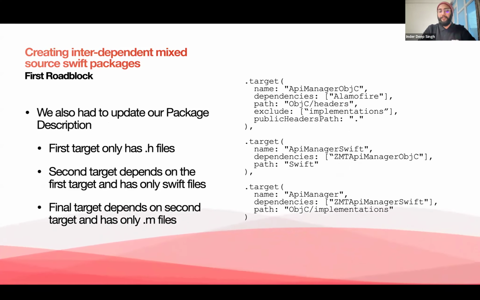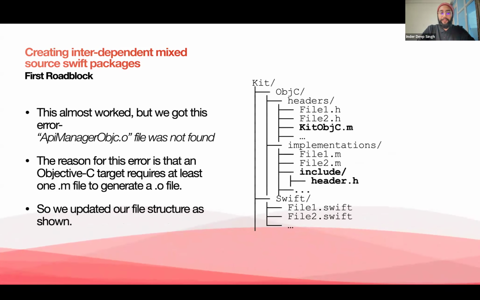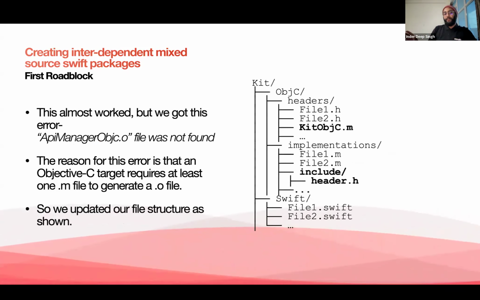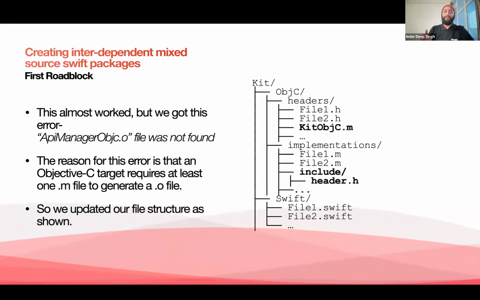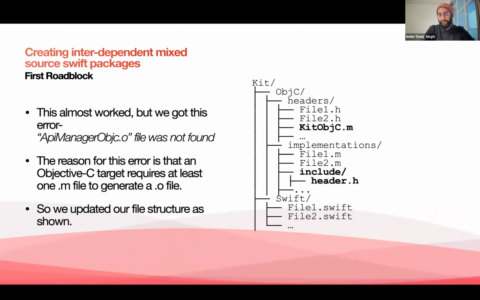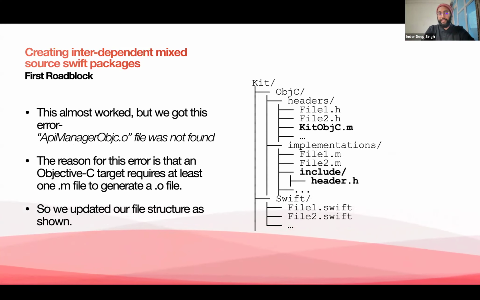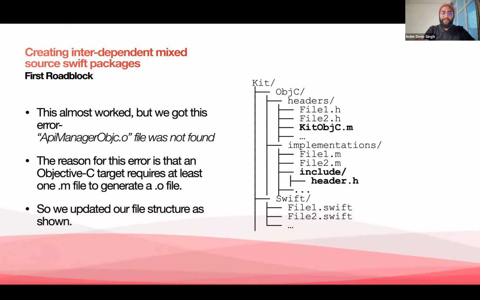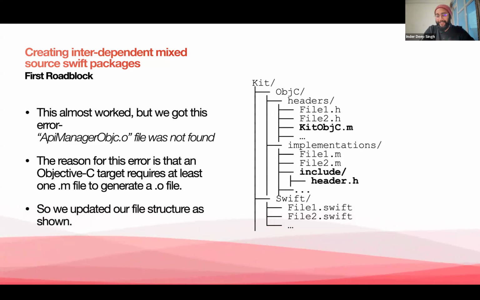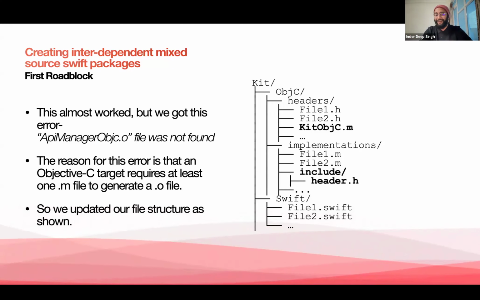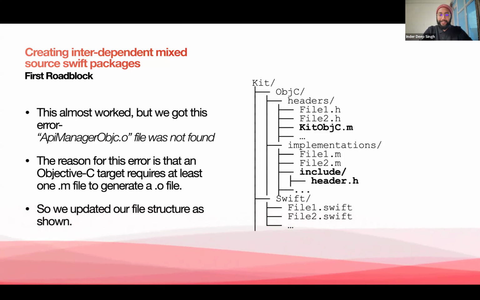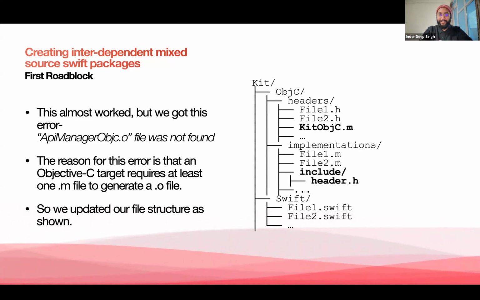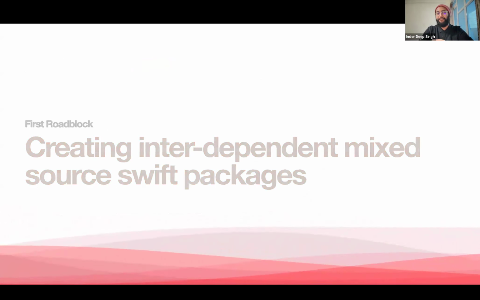And so this almost worked, but then we figured out that to make an O file of a framework, you need to have at least one M file in the H target. So we added an empty M file and an empty H file into the implementations one. So this is how our updated structure looked. And after we did this, we were able to compile our first interdependent mixed source Swift package.